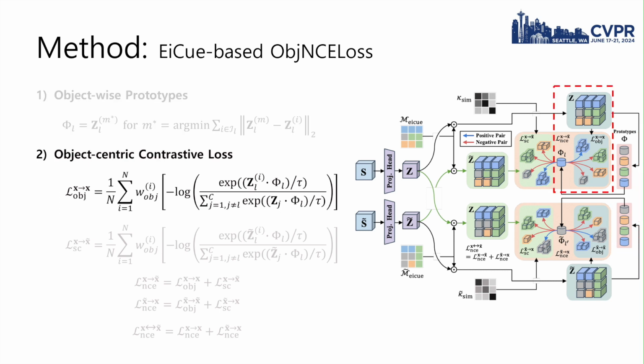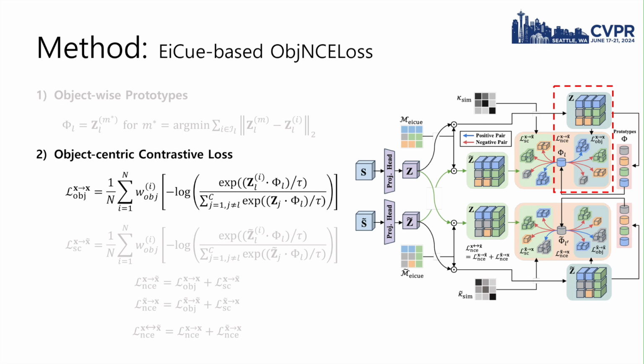Once we compute prototypes, we then step towards object-centric contrastive loss between prototypes and object feature vectors. To emphasize the influence of feature vectors with high similarity and direct the model's focus toward them, we weigh the loss based on the similarity information between vectors.